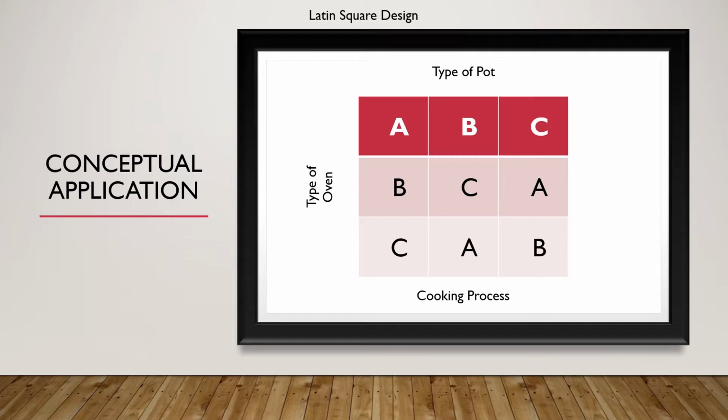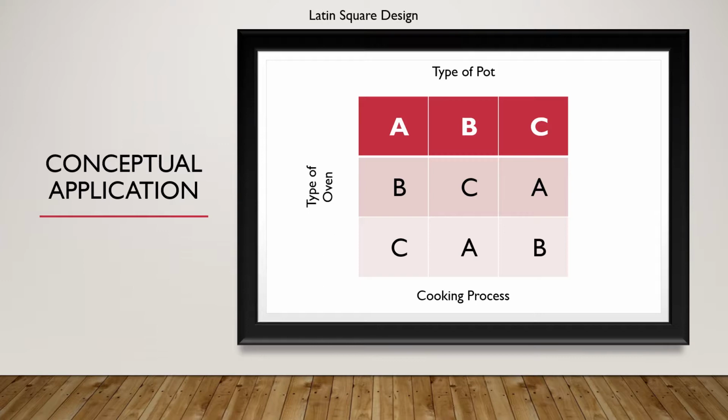A Latin square design is a statistical tool that allows us to consider three factors, of which two are blocking factors or sources of variability. So the idea is that they allow us to control these extraneous sources of variability in an experiment in order to analyze our treatments with the least amount of error.